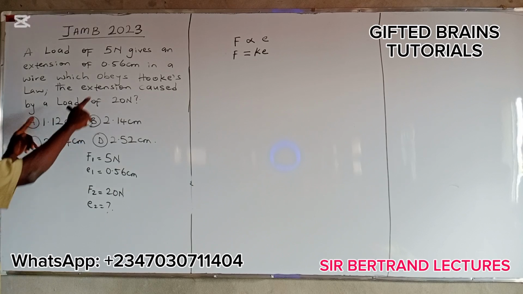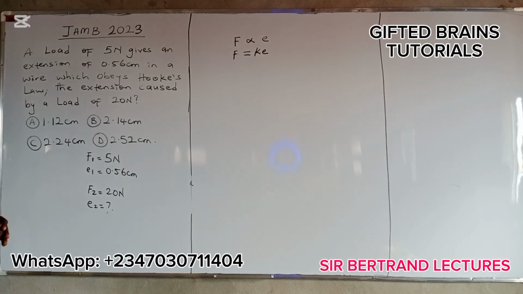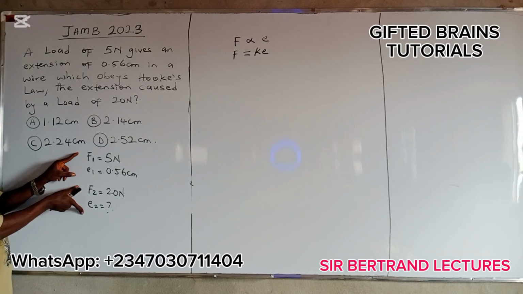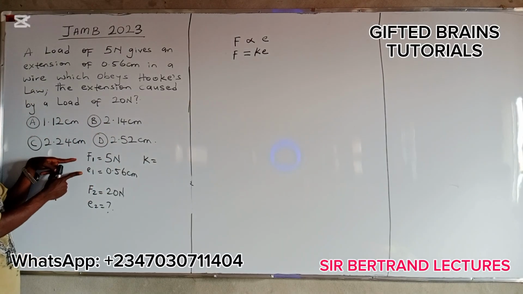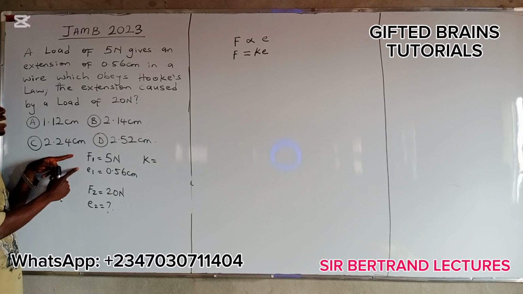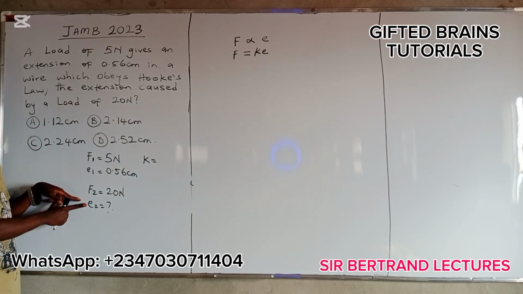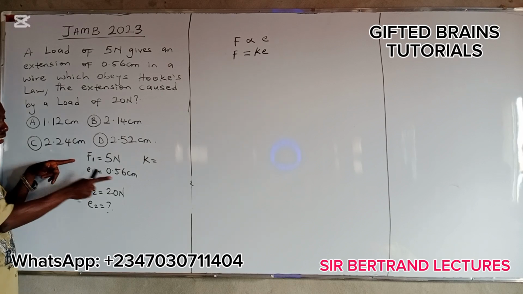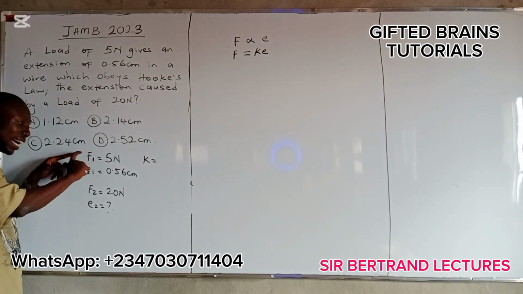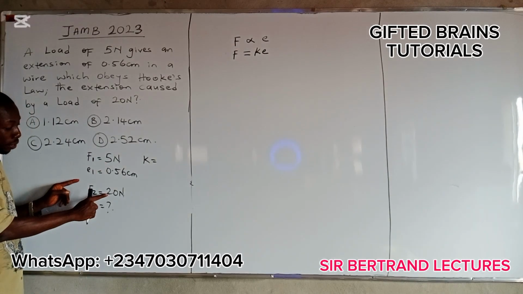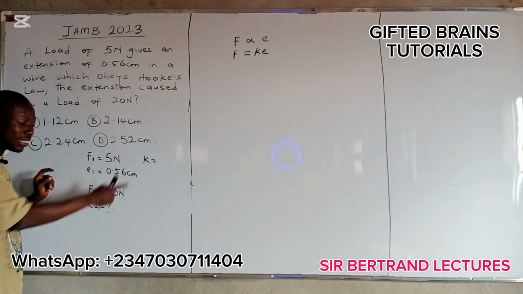Now, listen. Assuming Hooke's law is obeyed, this here is Hooke's law. If you look at the data we have here, the constant is not given in the question. So we are going to look for the constant. Since it's the same wire, the constant is what we are going to apply to find the extension. The same wire that gave us this extension when the load of 5 Newton was applied is used on the load of 20 Newton. What is now the extension? Since it's the same wire, the constant is the same.